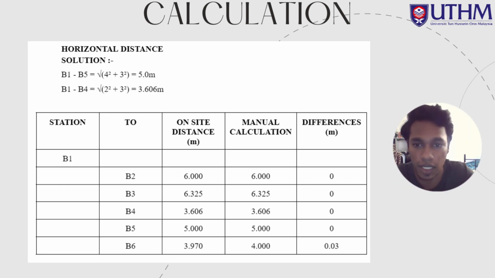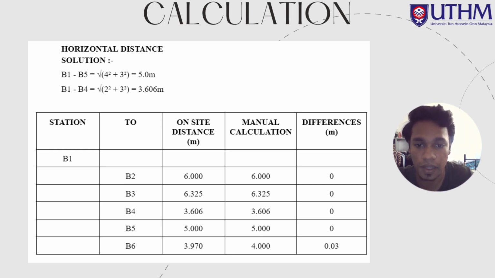Next, I'll be presenting on the calculation of horizontal distance and also bearing. Firstly, for horizontal distance, to obtain the solution, we have to use a trigonometry formula. As shown in the table, the formula that we have used is from station B1 to B5, using trigonometry, and we obtained our distance as 5 meters. Secondly, from B1 to B4, with a similar trigonometric formula, we obtained 3.606 meters.